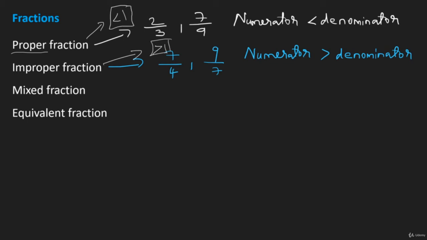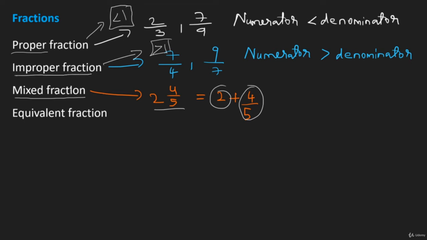Alright, let's move on. The next type of term that we need to learn is mixed fraction. Mixed fractions are numbers of the form, for example, 2, 4 by 5. And if you have an expression 2, 4 by 5, that means 2 plus 4 by 5. Now, this type of expressing of fractions is called mixed fractions, where you have a whole part and you have a fraction.